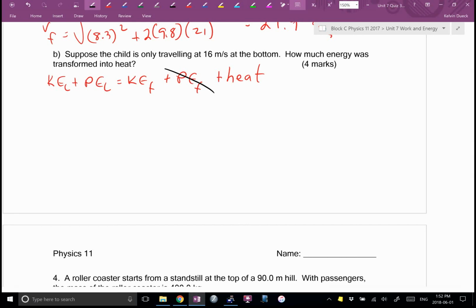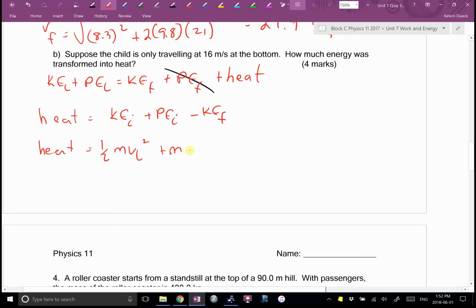People like to divide that one for some reason. I don't know why, but they do. So, Mateo, you're correct. You're telling me heat is going to be the KE initial would just drop down like a domino, and the PE initial would just drop down like a domino, minus KE final? Okay, let's plug and chug. Heat is going to be a half mv initial squared plus mgh initial minus a half mv final squared.